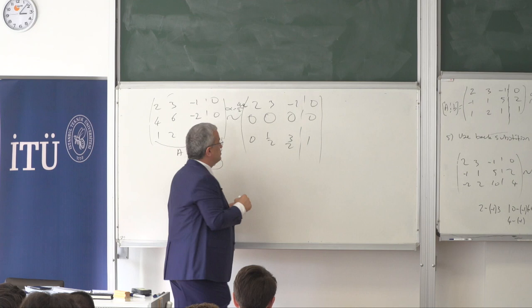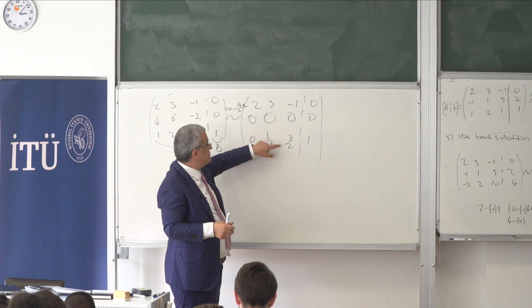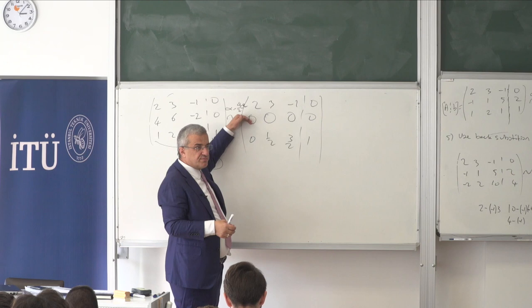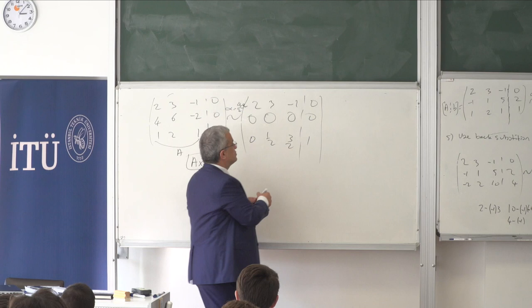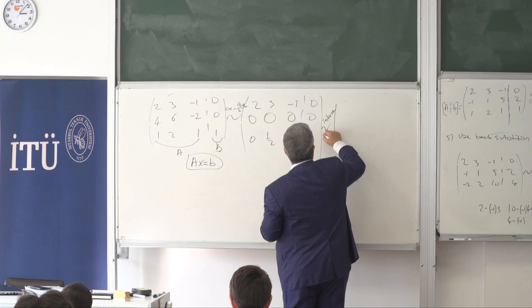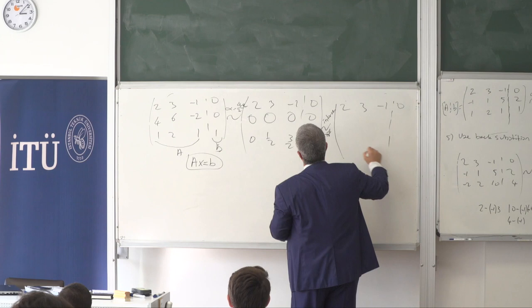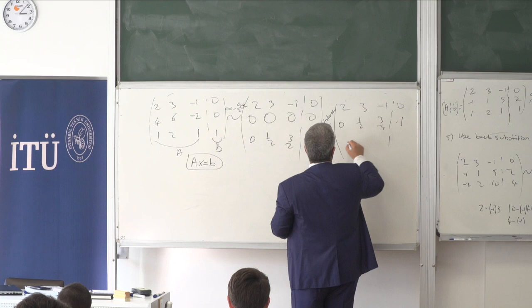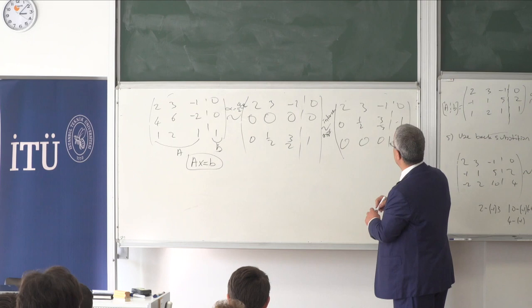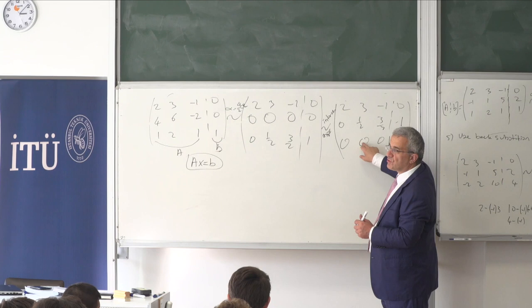So you come here, and you say, okay, I want to make this 0, right? This is how a computer works. Take this as my second pivot equation. It will come here and say, okay, this is 0. So what is it going to do? It's going to interchange, because A22 is 0. So 2, 3, minus 1, 0. 0, 1 half, 3 half, and 1. 0, 0, 0, 0. And then it will continue. Of course, this is already 0. That's why you interchange, so you don't need to do that, right? Etc.